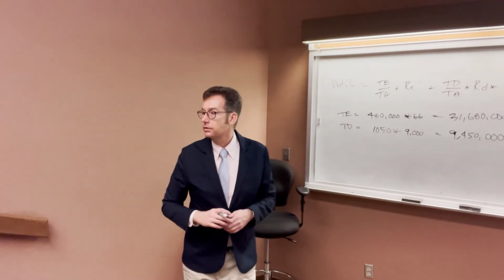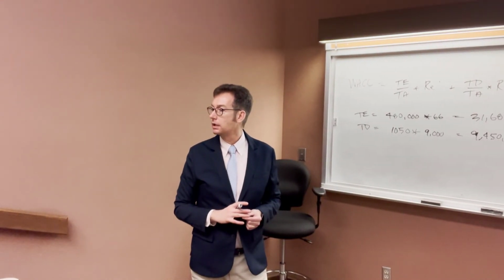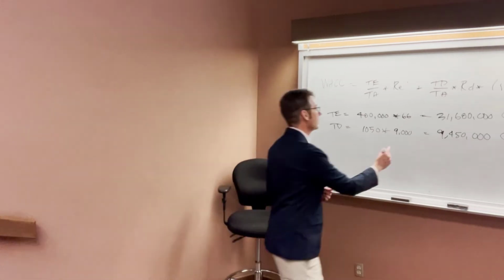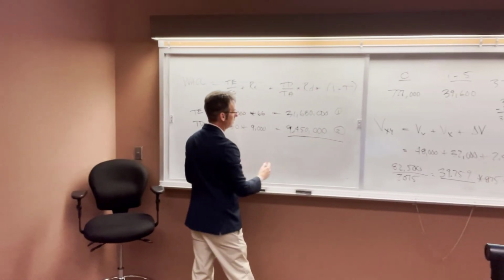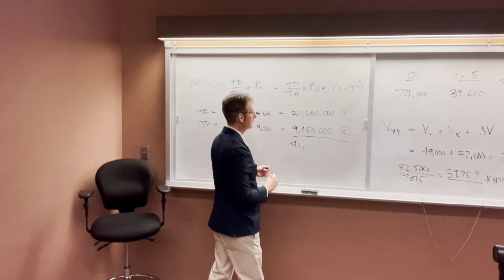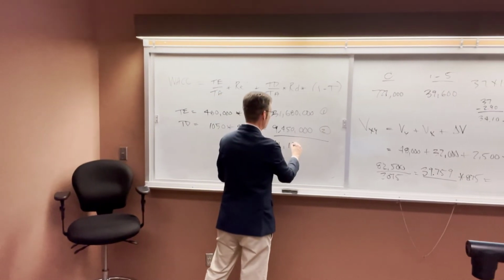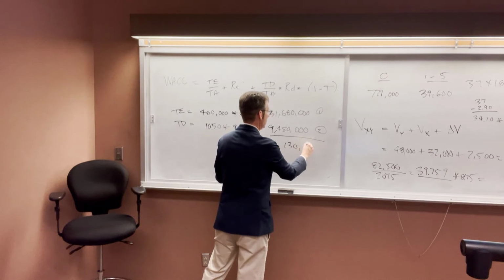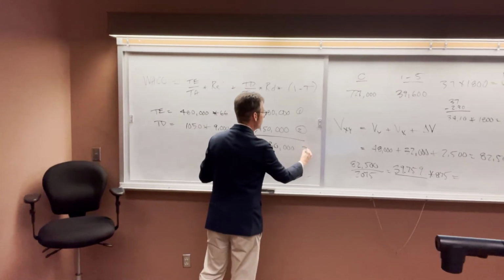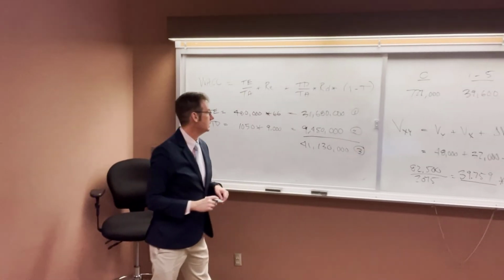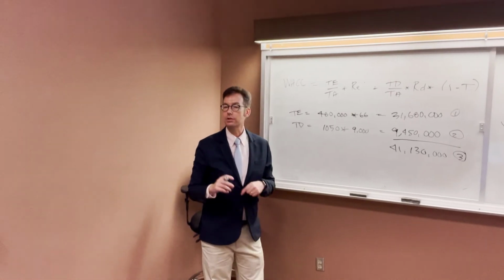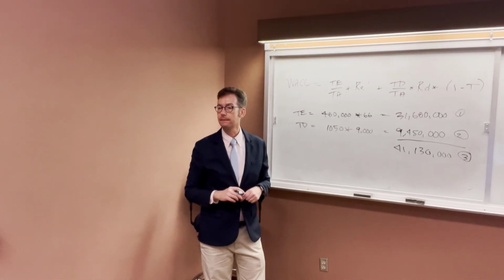How are we going to find out the total assets? Add them together. What do we get? 1 million, 130,000,000, so like that? Yeah. Okay, I want you to store that in location 3.